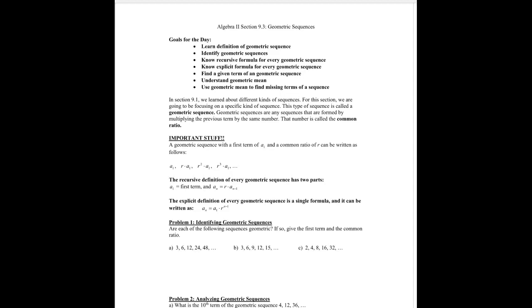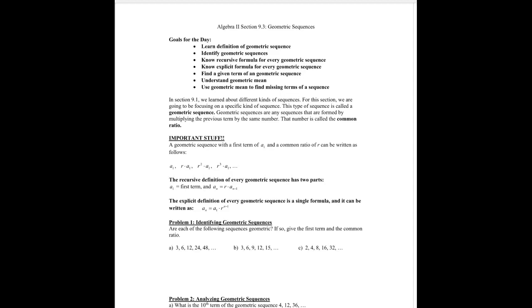Today we're going to start looking at geometric sequences. We're going to learn the definition of a geometric sequence. We're going to identify geometric sequences. We're going to know the recursive formula for every geometric sequence. We're going to know the explicit formula for every geometric sequence. We're going to find a given term of a geometric sequence.